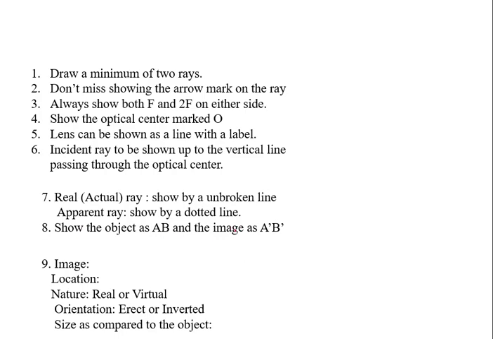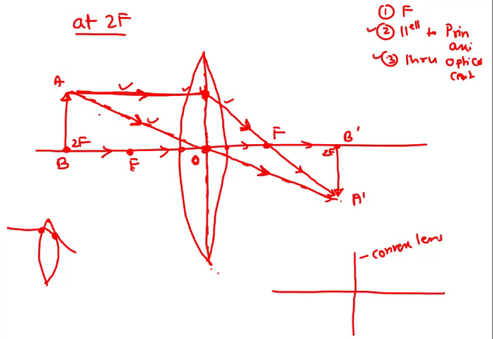Show the object as AB and the image as A dash B dash. So the object is marked AB, A the top point and B the bottom point, and the image has to be A dash B dash. Remember to make sure that the corresponding point, if this is A, its corresponding point is A dash, and this is B and its corresponding point is B dash. So this is how we mark the object and the image.